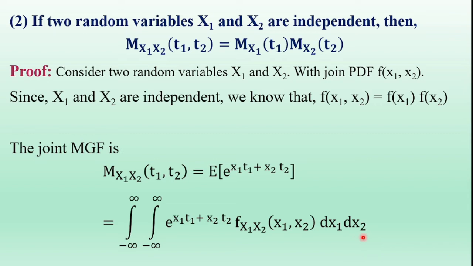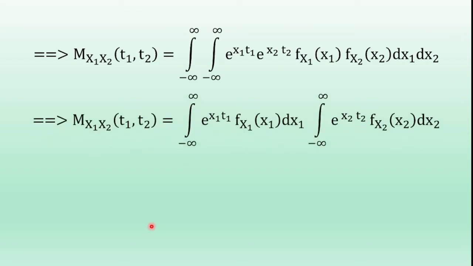So now here the random variables x1 and x2 are independent random variables. So the joint probability density function is equal to the product of their individual density functions. That is f_{x1,x2}(x1, x2) is equal to f_{x1}(x1) into f_{x2}(x2). And this exponential term e power (x1 t1 plus x2 t2) is arranged as e power x1 t1 into e power x2 t2. So on the RHS, all these terms are product terms. So the RHS term is also written as integral from minus infinity to infinity e power x1 t1 into f_{x1}(x1) dx1, integral from minus infinity to infinity e power x2 t2 into f_{x2}(x2) dx2.